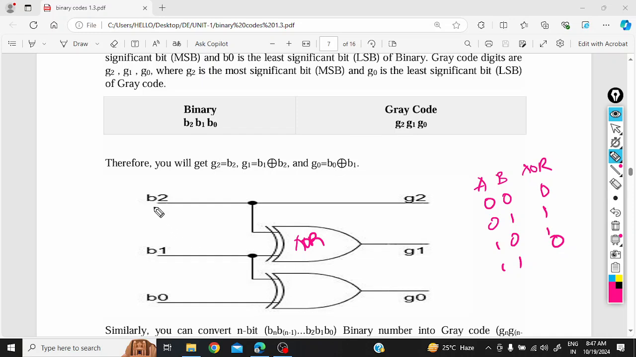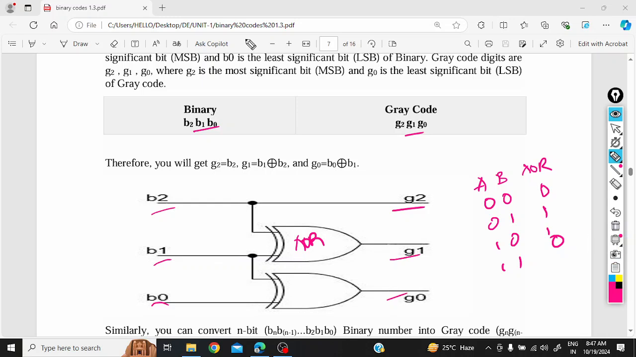Now you can see, if I have input as b2 b1 b0 and output as g2 g1 g0, b2 is directly connected to g2, b1 is connected directly to g1, and b0 is connected to g0. So using this particular circuit diagram we are going to solve our given problem.